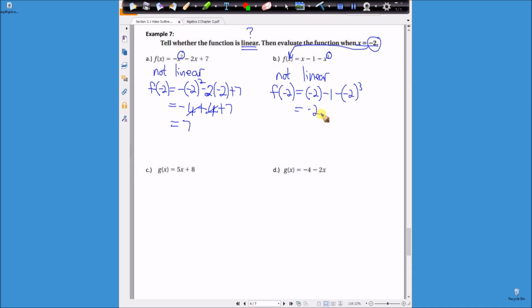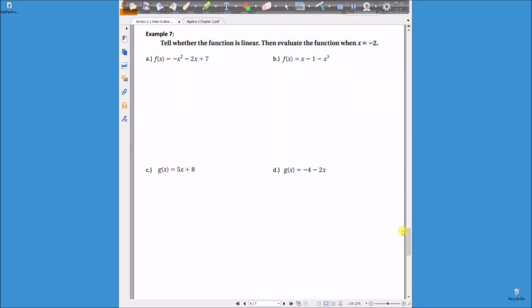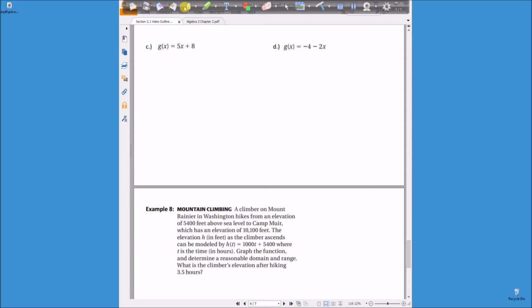And you get here -2 minus 1. And this minus comes down. -2 cubed is -8. Negative cubed is -8. And so you get -3 plus 8, which turns out to be 5. I think you're okay with substituting values. You've been doing that already this year, and I'm sure you've done that before. So I'll go a little bit faster on these last two examples.